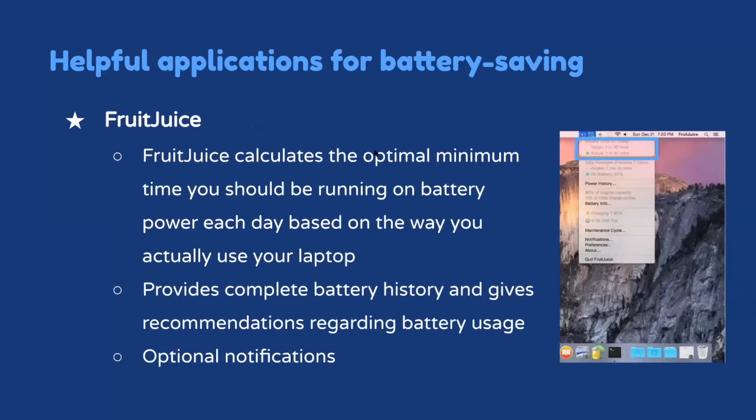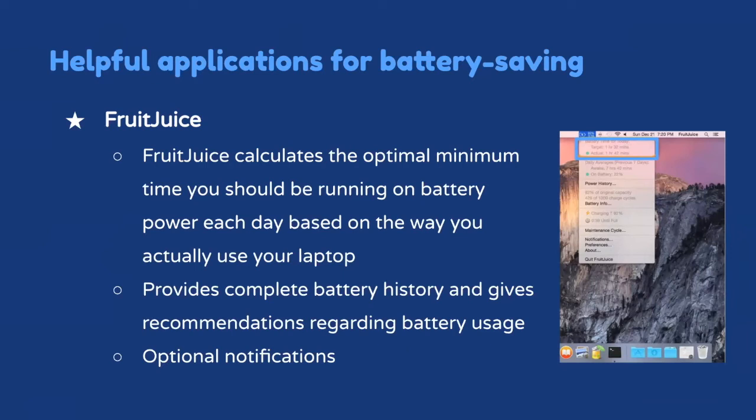The next helpful application is called Fruit Juice. Fruit Juice calculates the optimal minimum time you should be running on battery power each day based on the way you actually use your laptop. This provides complete battery history and gives recommendations regarding battery usage. There are also optional notifications available, but keep in mind sometimes notifications can actually be part of the issue with draining battery.